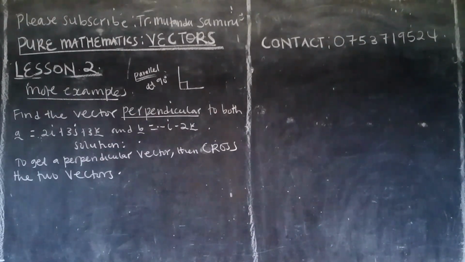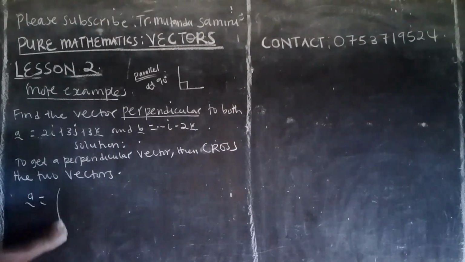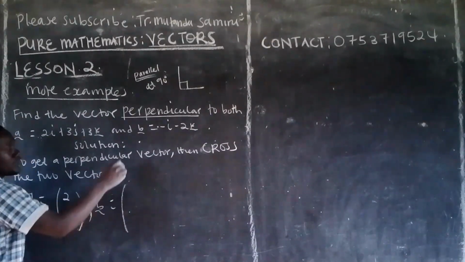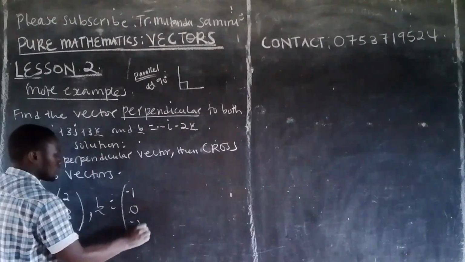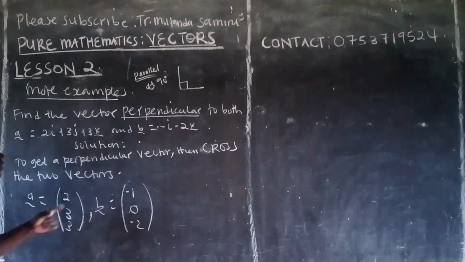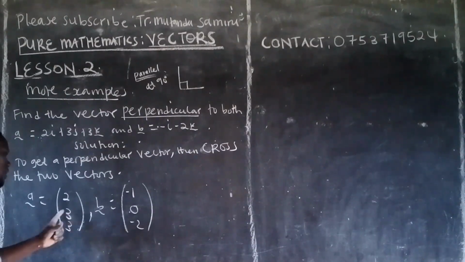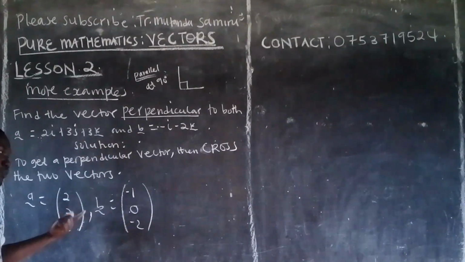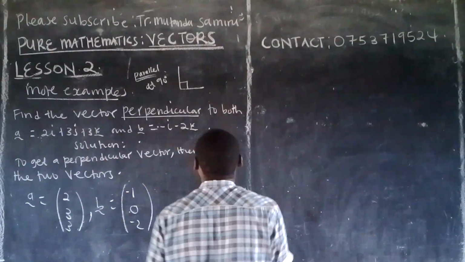All right, now let's do the crossing. Now we all know that our A is equal to 2, 3, 3, and our B is equal to, now here, -1 in the i, -1. The j is not there, so 0, then -2. Okay, we cross these two. After crossing them, we shall get a vector which is at 90 degrees with these two. That's what I mean, a vector which is at 90 degrees with these two. All right, good. So let's go about the crossing.